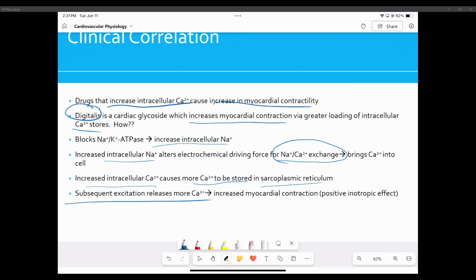Another way to do it is by altering your sodium-potassium ATPase pump. By shutting that down, sodium builds up inside the cell. That's going to alter that sodium-calcium exchanger. Calcium is going to stay inside the cell. More calcium in the cell, the greater the contraction. That's how digitalis produces a greater contraction, by blocking that sodium-potassium pump. So if you understand how that blocking of that pump works, it makes everything else make more sense.